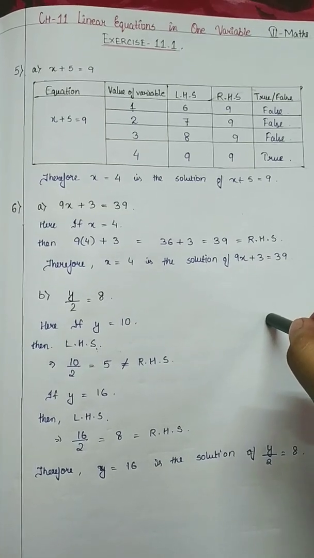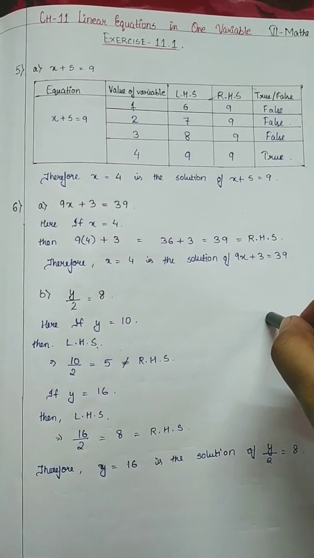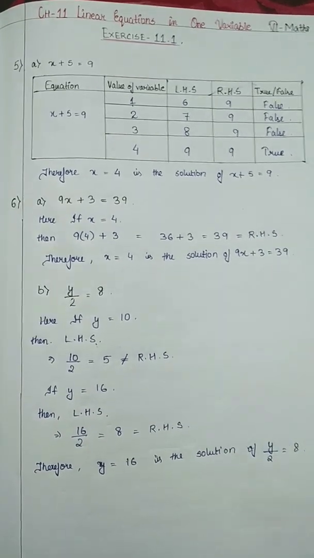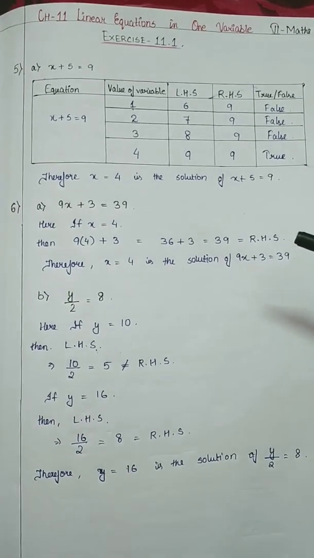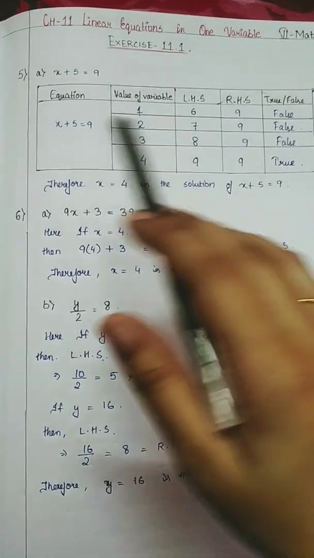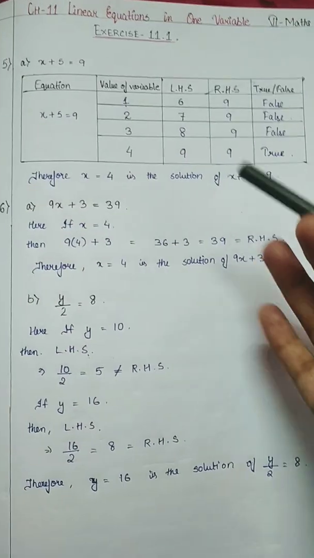Good morning, students. Today we are going to do exercise 11.1 of chapter number 11, linear equations in one variable. So question number 5: here you have to solve x + 5 = 9. You have to find out the value of x by using the trial and error method.